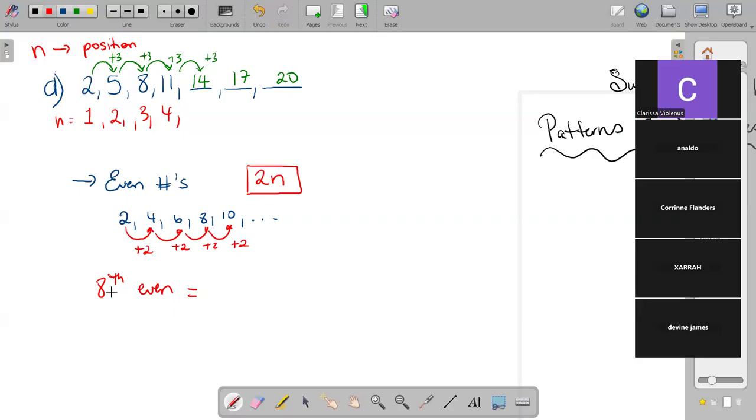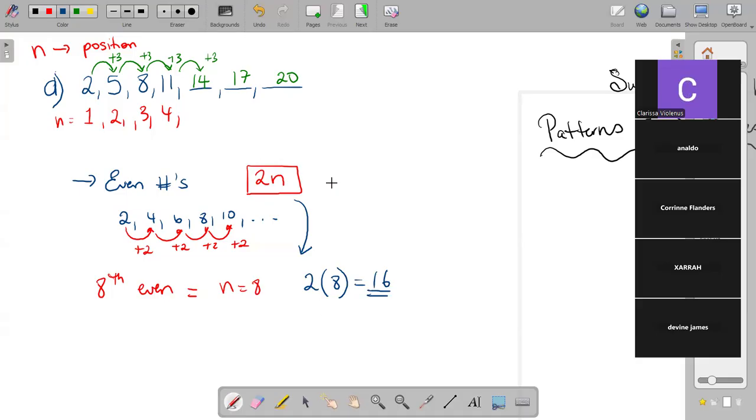If I say 8, doesn't that mean n is equal to 8? Because that's the 8th position. And we have a formula. What's the formula? 2n. So if I want to find which number is in the 8th position, I just plug it into my formula by saying 2 times 8 equals 16. Everybody see that?